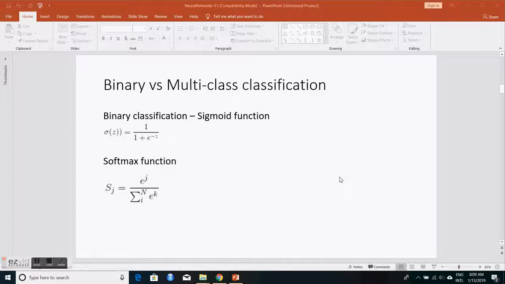Now so far, from presentation 1 to 4, we only looked at binary classification, and we used the sigmoid function. Sigma of z is equal to 1 by 1 plus e power minus z, and we have seen it takes a value between 0 and 1.